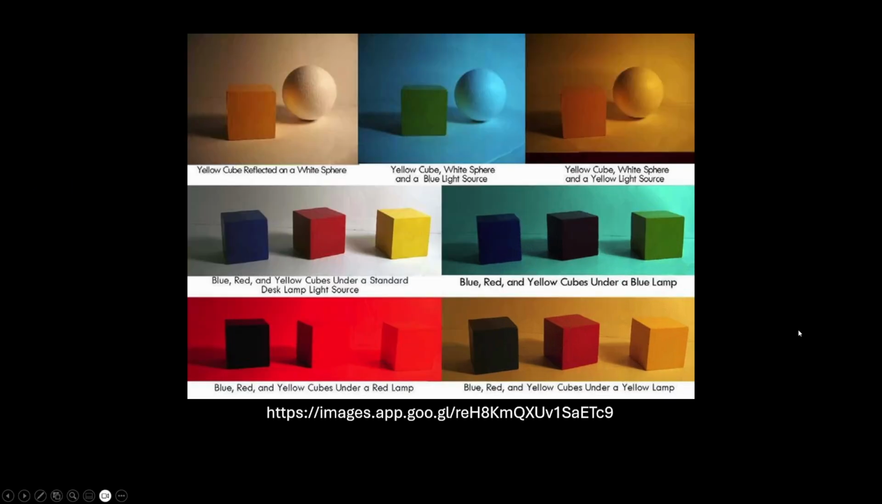So this is an example of a point light. It emits light uniformly in all directions from a single point, for example, a light bulb. So here you can see that the light source is on the right side.